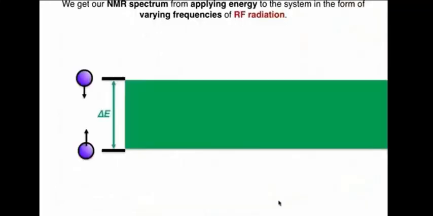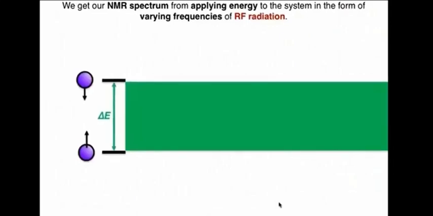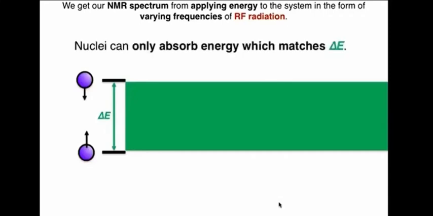So we get an NMR spectrum by applying energy to the system in the form of varying RF radiation. Here is the concept of population at the alpha level and the beta level, that is the opposed state and the lower state. When we give sufficient energy to the alpha level, these protons move to the beta level by accepting a particular amount of energy.